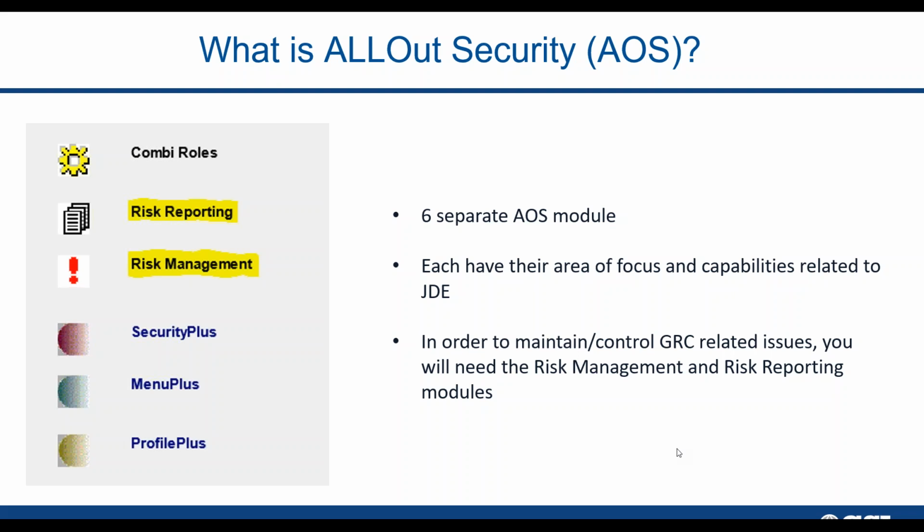Something to note on the last bullet point here is, in order to maintain or control GRC related issues, you must have the risk management and risk reporting modules of AOS. You could potentially do it with just Security Plus, but you wouldn't have the reports to run. Having that would at least give you the data in a better view that you could maybe manipulate manually. But again, from an AOS standpoint, to manage this using the AOS tool, you would need the 2 highlighted modules. All right, Brooke.